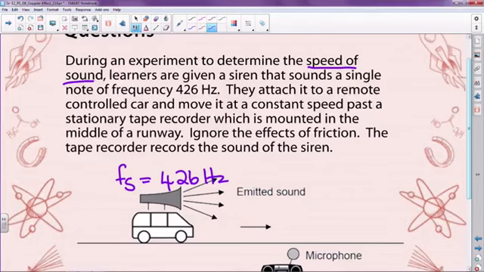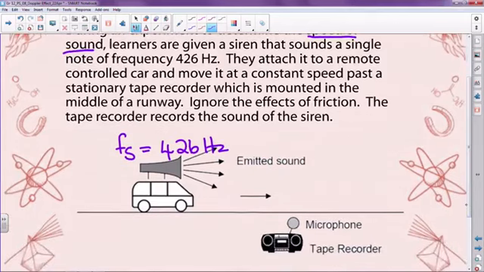recorder. So what they're telling me now is the tape recorder is stationary, so my listener is not going anywhere, but my source is. So the source is moving, we don't know what that is yet. And they tell us to ignore the effects of friction. Great, we like that. And then the tape recorder records the sound of the siren.